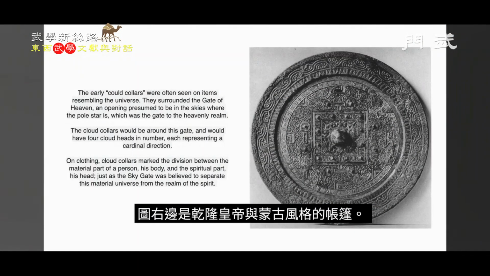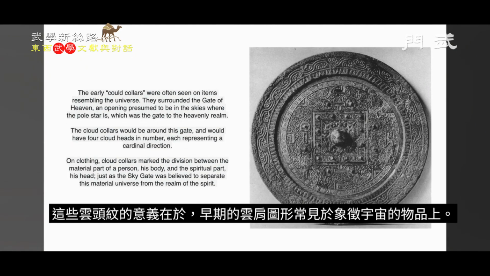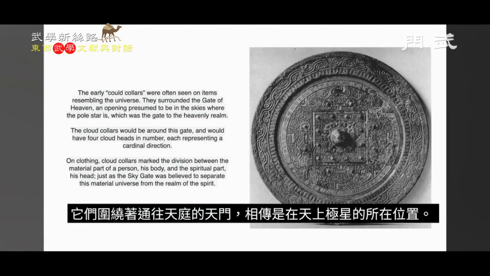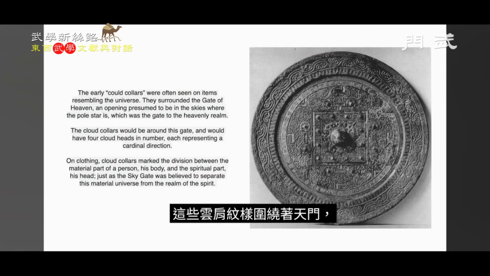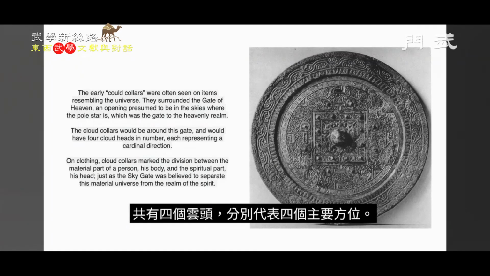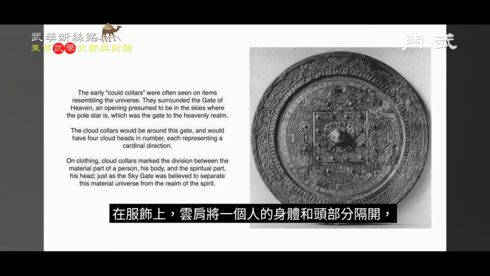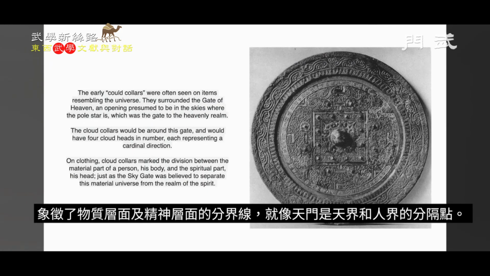The significance of these cloud heads, these early cloud collars, was that they were often seen on items resembling the universe. They surrounded the gate of heaven, an opening presumed to be in the skies where the pole star is, which was the gate to the heavenly realm. The cloud collars would be around this gate and would have 4 cloud heads in number, each representing a cardinal direction. On clothing, cloud collars marked the division between the material part of a person, his body, and the spiritual part, his head, just as the sky gate was believed to separate the material universe from the realm of the spirit.